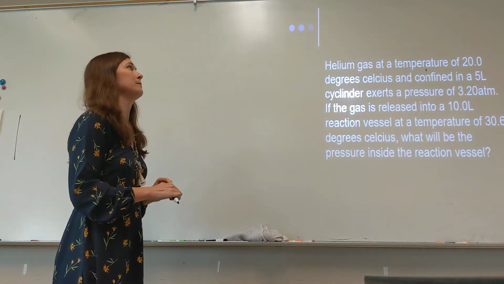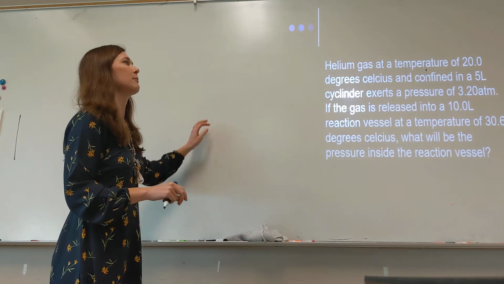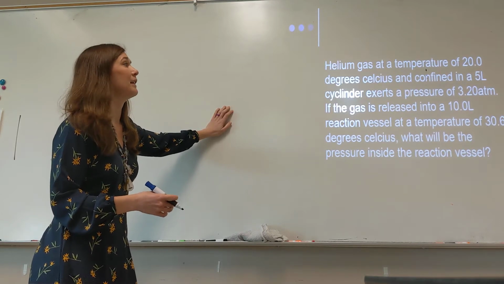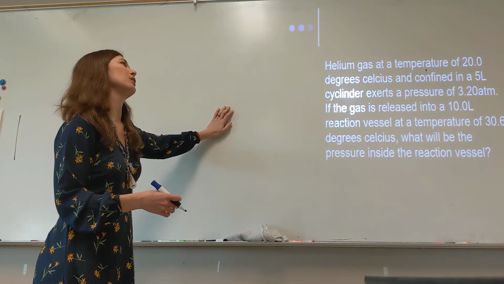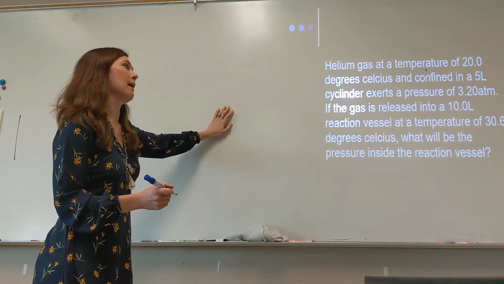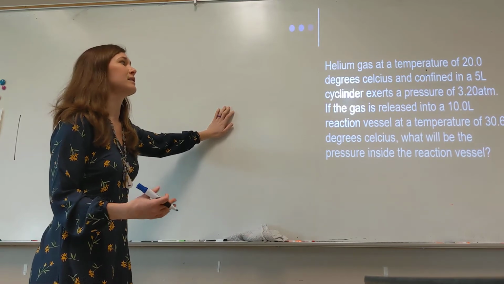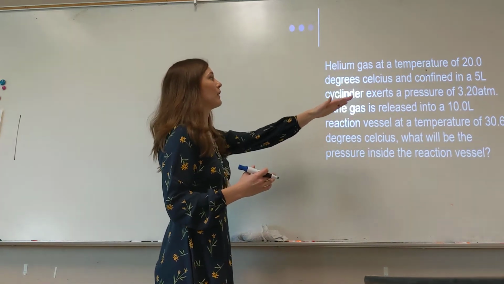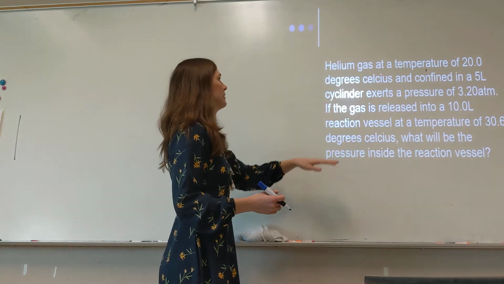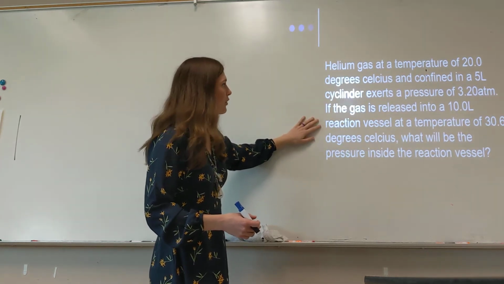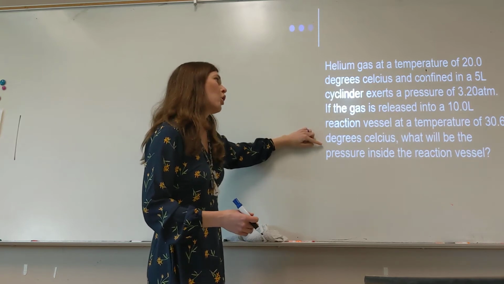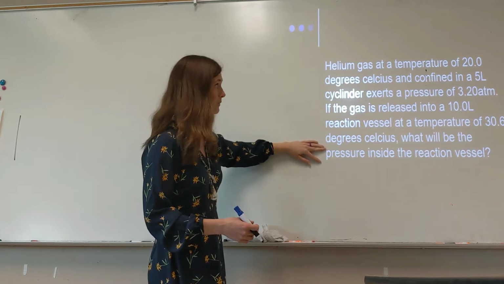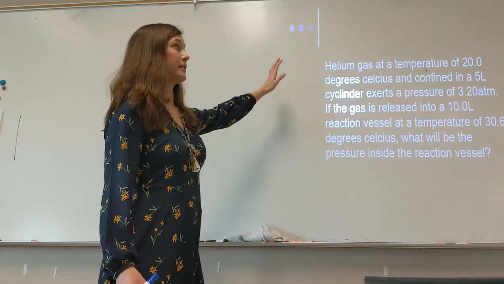So in this question, helium gas at a temperature of 220 degrees Celsius and confined in a 5-liter cylinder exerts a pressure of 3.2 atmospheres. If the gas is released into a 10-liter reaction vessel, so it's going from 5 liters to 10 liters at a temperature of 30.6 degrees Celsius, what will be the pressure inside the reaction vessel? All right, so this is a lot of stuff.